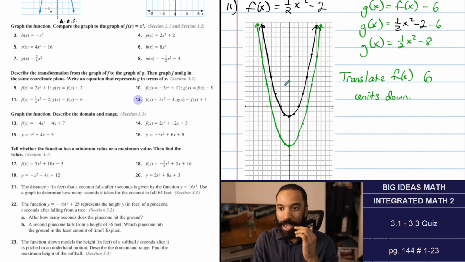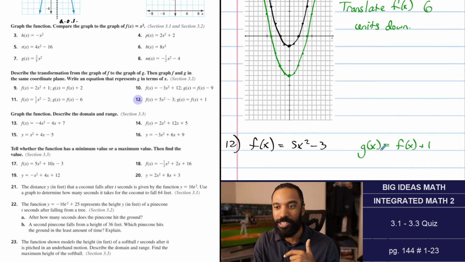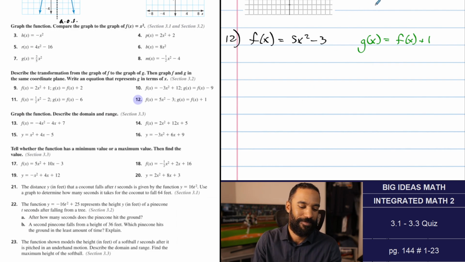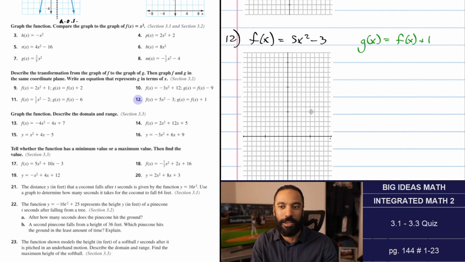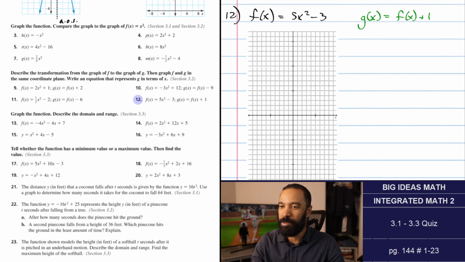Imagine, this one was 6 units down, good separation, and was wider. This is going to be super tall and 1 unit within. It's not a good problem. I mean, it's a fine problem. It's just not separated enough. They have to give people separation.